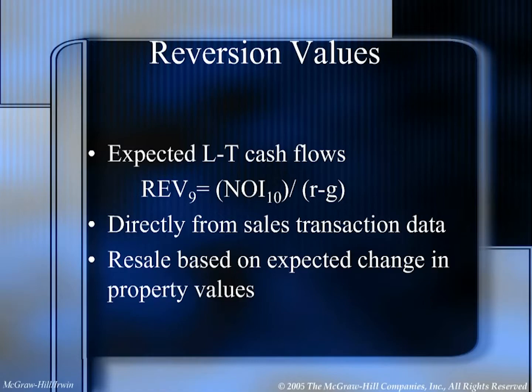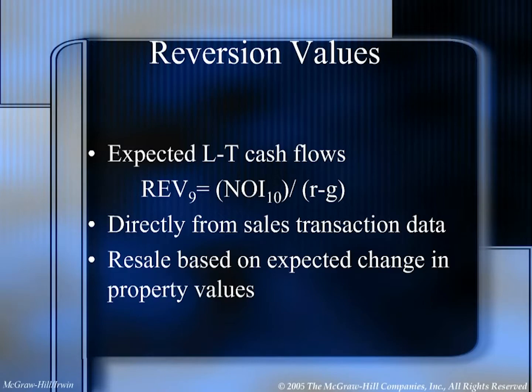Or we could look directly from sales transactions. So say we were looking 10 years out. Well, we could look at sales that were similar to our property, but if our property was 10 years old, we might be looking at properties that were selling that were 20 years old. So they're selling today, but they're 10 years older, and then say what was their going-in cap rate, and we could use that as our terminal cap rate. Or we could just have our resale value based off expected changes in property. So we could just say, well, we expect the property will go up 25% in the next 10 years, and just use that.